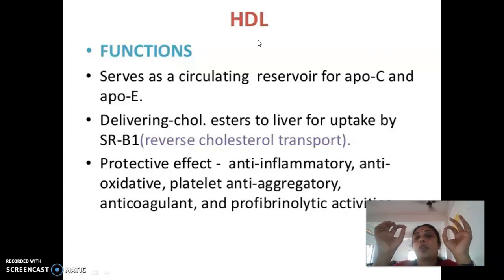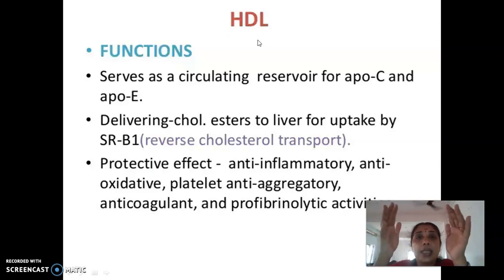So how can it be made possible? How can the PUFA come and get attached onto the cholesterol? It is with the help of the enzyme LCAT, that is lecithin cholesterol acyl transferase. So from the name itself, what is the function of this enzyme?